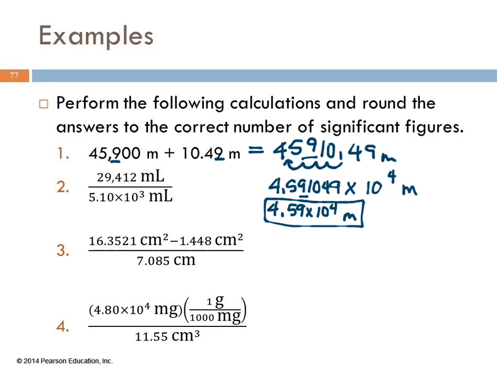Scientific notation is great because it gets rid of all the pesky zeros. There's no leading zeros. There's no insignificant trailing zeros. All the zeros that are there are important and significant.